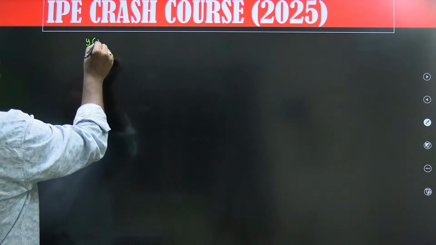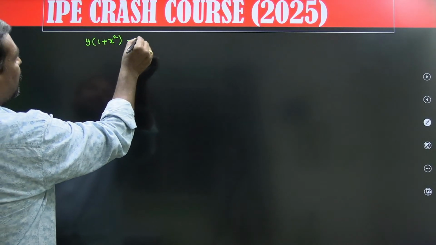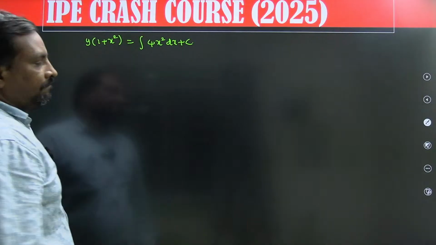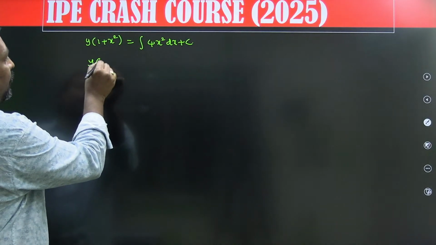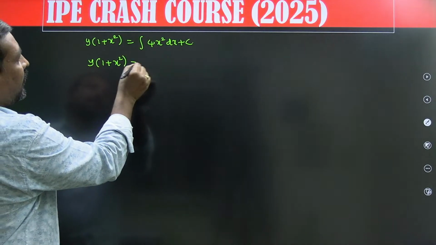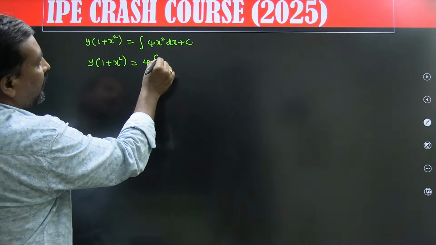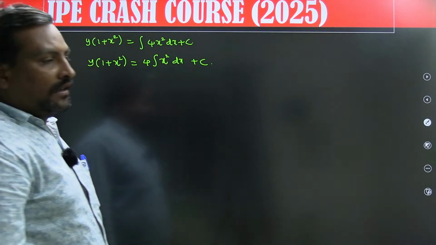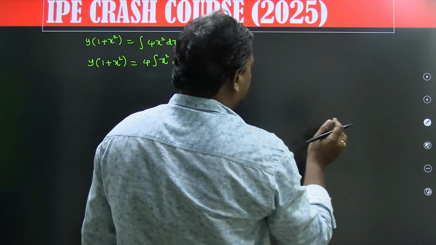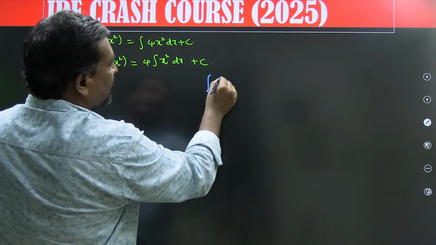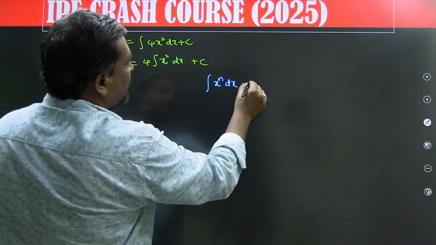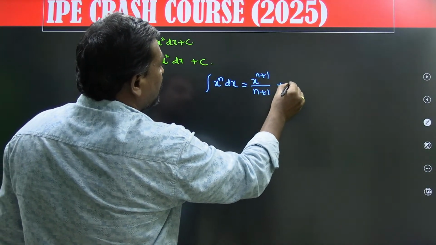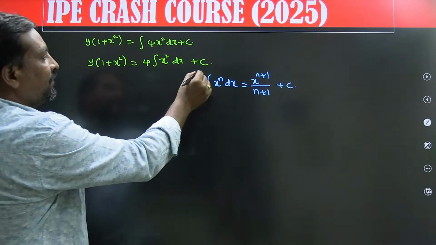y into 1 plus x square is equals to 4x square dx plus constant c. So this is y into 1 plus x square is equals to 4 outside, integral of x square dx, plus constant c. Here also we have to use the one formula. What is integral of x power n dx? It is x power of n plus 1 by n plus 1 plus constant c.